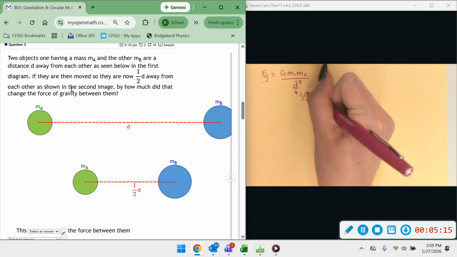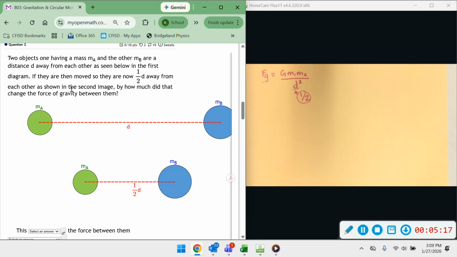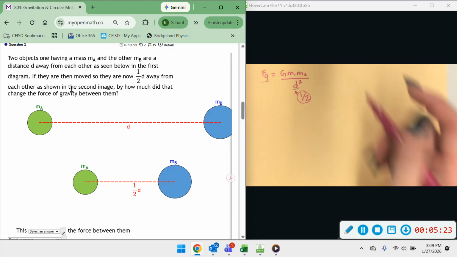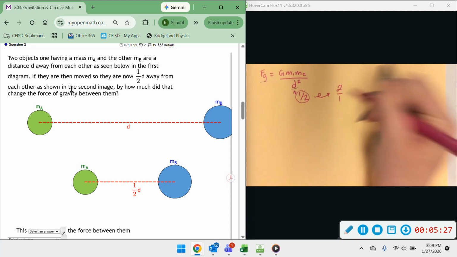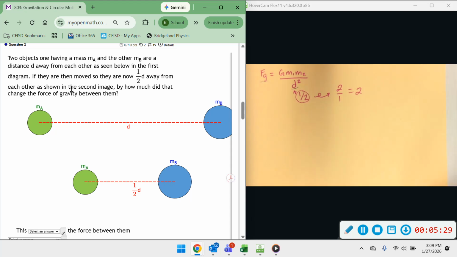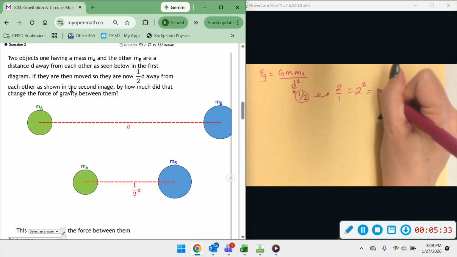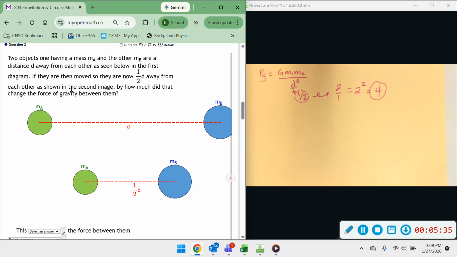Again, if they give you a factor and you're looking at an inverse square relationship, flip your fraction and square it, or square it and then flip it. It's the same thing. So if I flip that, that becomes 2 over 1, which of course is just 2, and then square it, and I get 4. Okay, and so that's how you're going to handle those inverse square relationships.